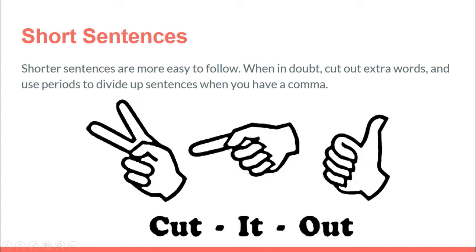Short sentences. As we said before, in English, it is more acceptable to use shorter sentences. They are easier to follow, and they will help you get those complex ideas out to your readers. When in doubt, cut out extra words and use periods to divide up sentences when you have a comma.